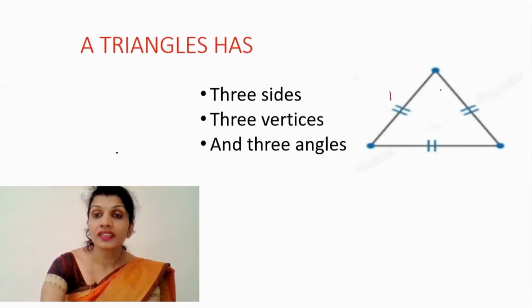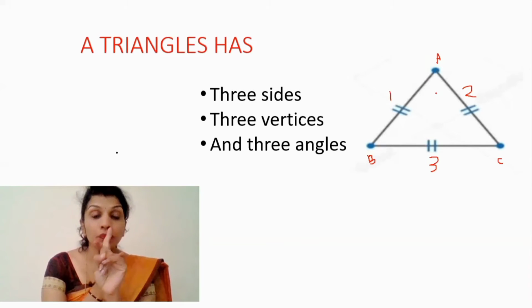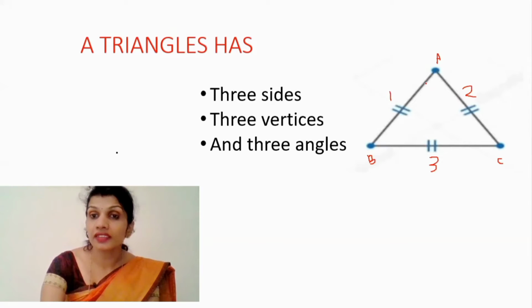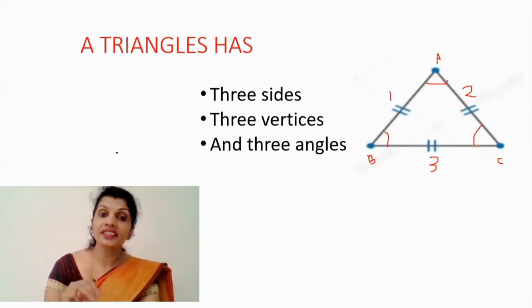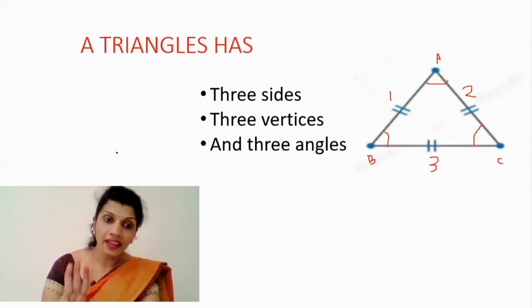This is the first side, this is the second side, and this is the third side. Now the 3 vertices. This is the vertex A, suppose we can give any name, this is the vertex B, and this is the vertex C. And the angles. You know that when two lines meet together, they form an angle. So this is the angle A, this is the angle B, and this is the angle C. So we have seen that a triangle has 3 sides, 3 vertices, and 3 angles.